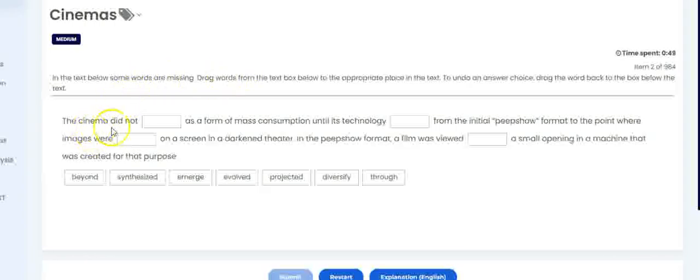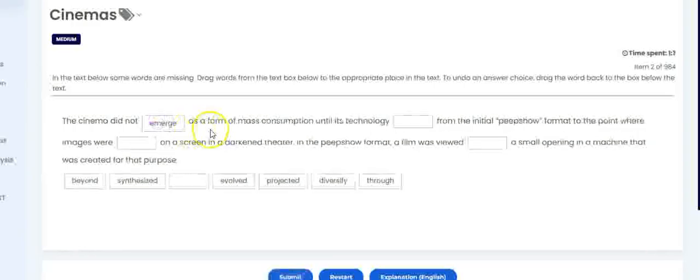So then the cinema did not. We know that after "did not," comes the first form of the verb. If you see the options, emerge is the first form, and we have only one. So directly we can put it: did not emerge as a form of mass consumption until its technology from the initial peep show. So it is talking about technology that should be evolved. It is the academic, proper word, evolved, right?